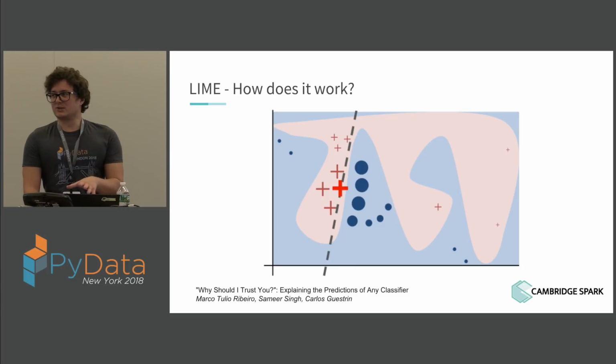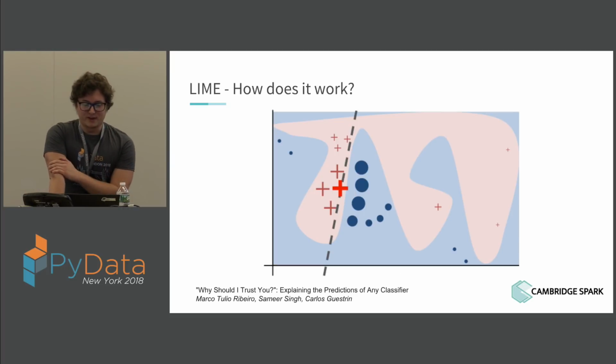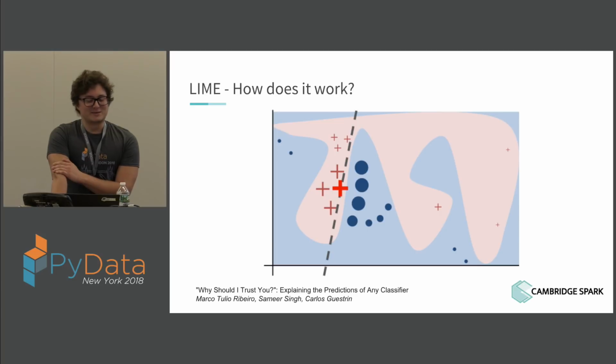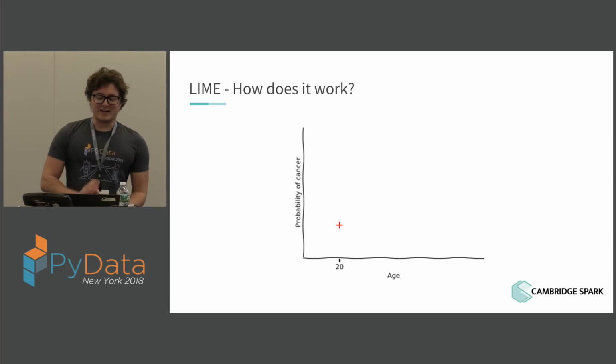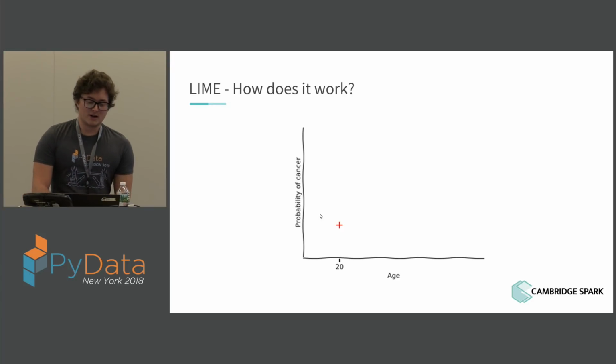So that's the intuition. It's actually not exactly how it works, because things aren't binary, they are probabilistic. And it's much harder to explain in 2 dimensions, so I'm moving to 1 dimension here. Say you have a model that predicts whether or not someone is likely to have a cancer based on some features.